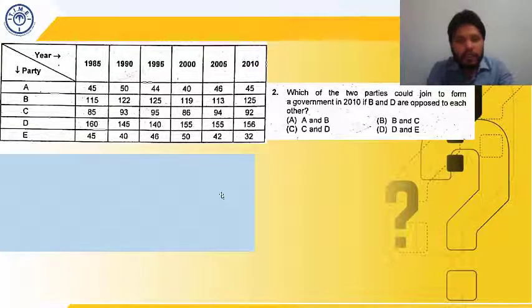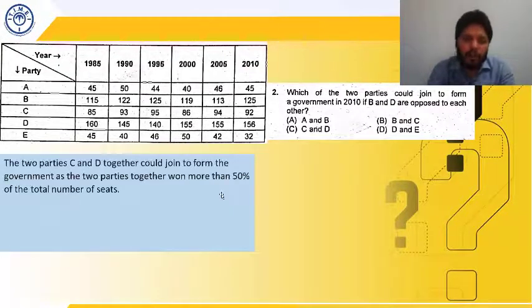The first option is asking, can A and B do that? The sum of A and B comes out to be 125 plus 45, which is 170. And by the data we can see it is not going to be more than 50%. Why not? Because if we sum up C and D, it is going to be more than the sum of A and B. So obviously it is not going to be my answer. Similarly, we can check for B and C, whether it is a possibility or not. Similarly, we can check for C and D, and for D and E.